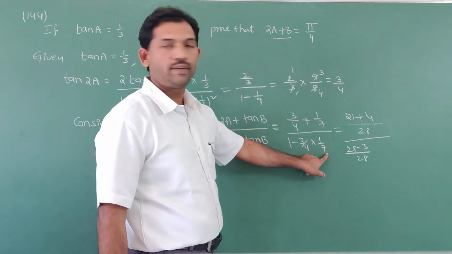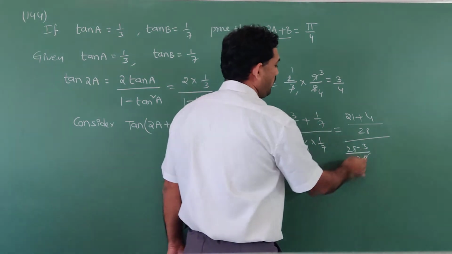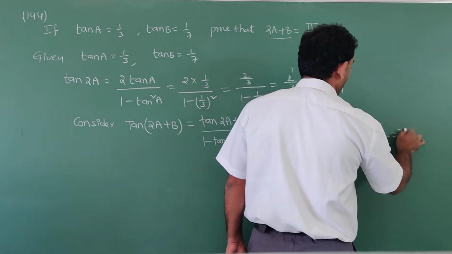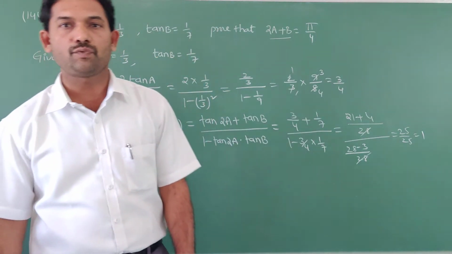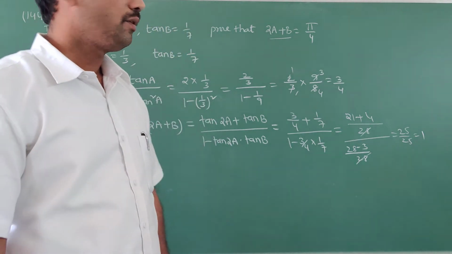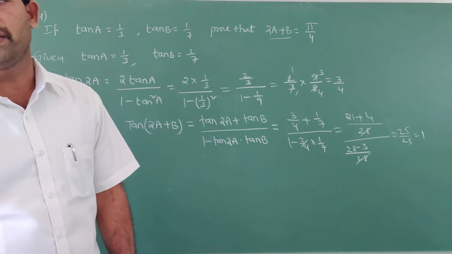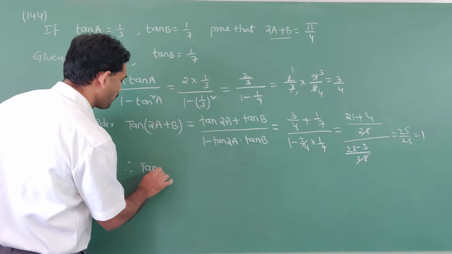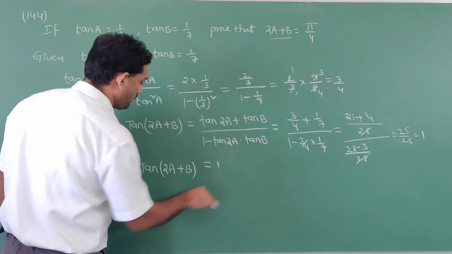So 4 into 7, 28. So 28 minus 3. Simplified, 28 and 28 cancel. So 21 plus 4 is 25, and 28 minus 3 is 25. So 25 by 25, how much? 1. So our solution: tan of 2A plus B is equal to 1.